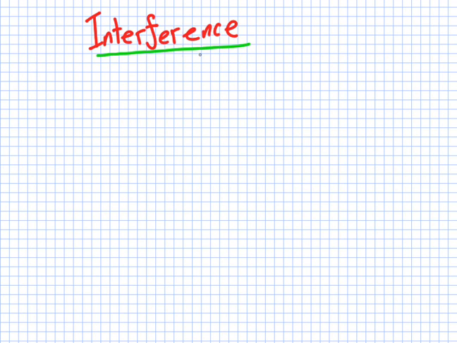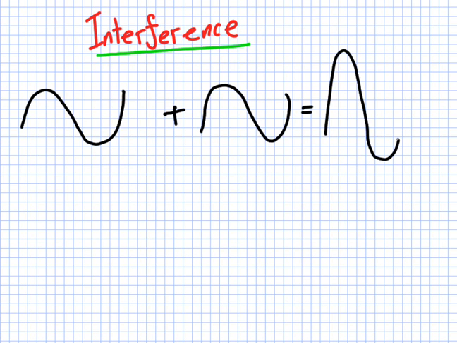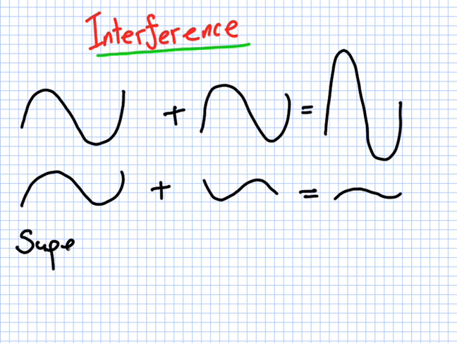So this lesson is about interference. Waves can add together to form bigger waves, or sometimes waves can come together to form smaller waves. So in other words, when you add waves together, they can get bigger or they can get smaller. And this idea has a name. It's called superposition of waves.